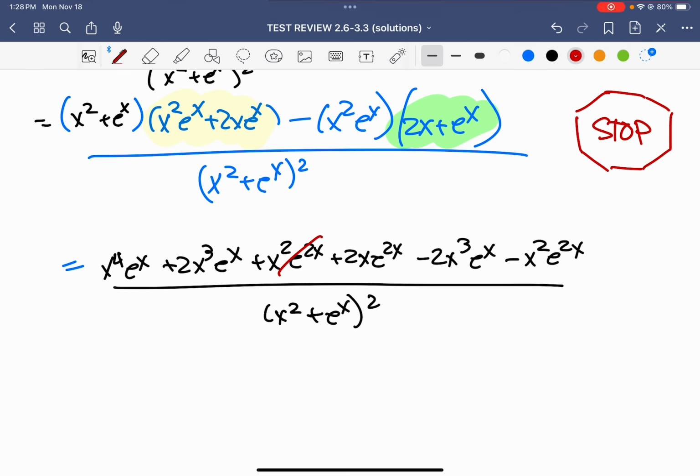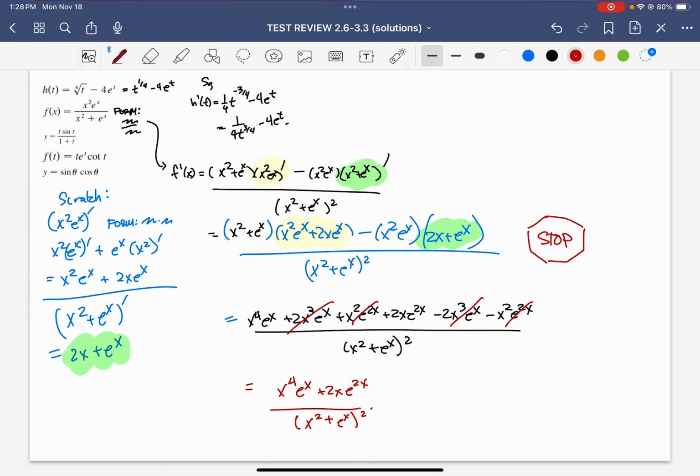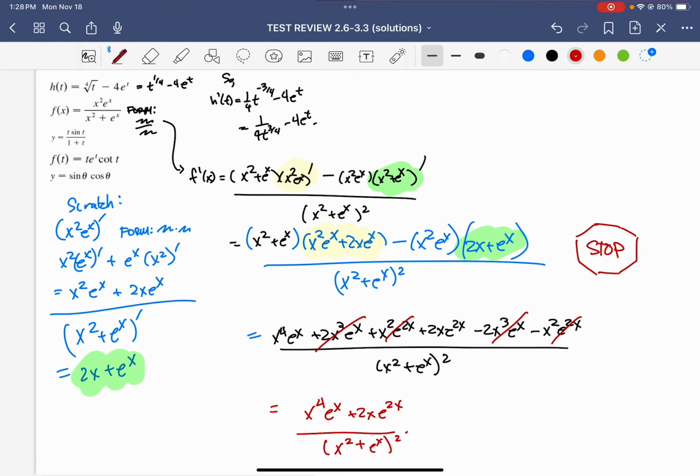So what cancels out nicely? This and this. Is that it? Oh, thank goodness. This one and this one cancel out. So you're just left with x to the fourth e to the x plus 2x e to the 2x all over x squared plus e to the x squared. Ew, that was pretty gross.